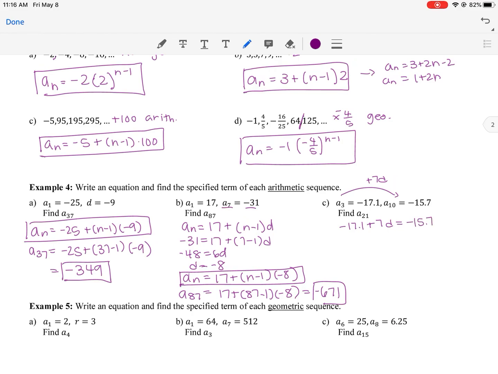For the record, this is not the only way to do it. This is one way, though. So then we get the 7 times the difference. If I add 17.1 to both sides, I get 1.4. So the difference is 0.2.